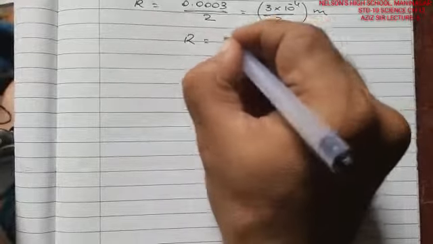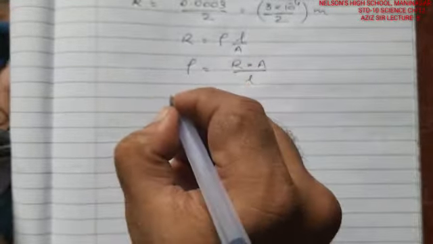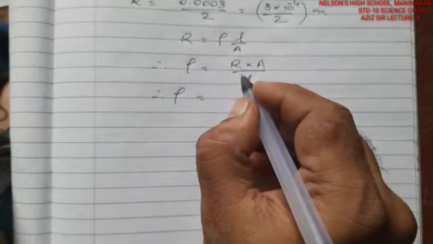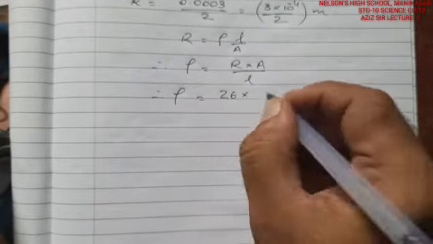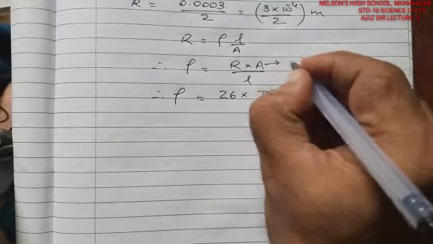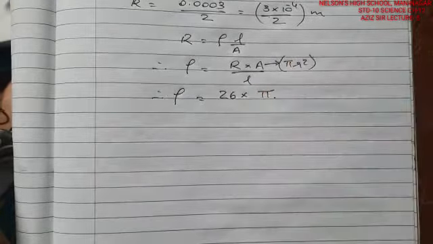Now you know the formula for resistance. Resistance is equal to resistivity multiplied by length upon area. So the resistivity stands out to be R into A upon L. So resistivity is what we need to find. The resistance is given here as 26 ohms. The area formula you know, that is pi r square. What will be the formula for area? That will be pi r square.